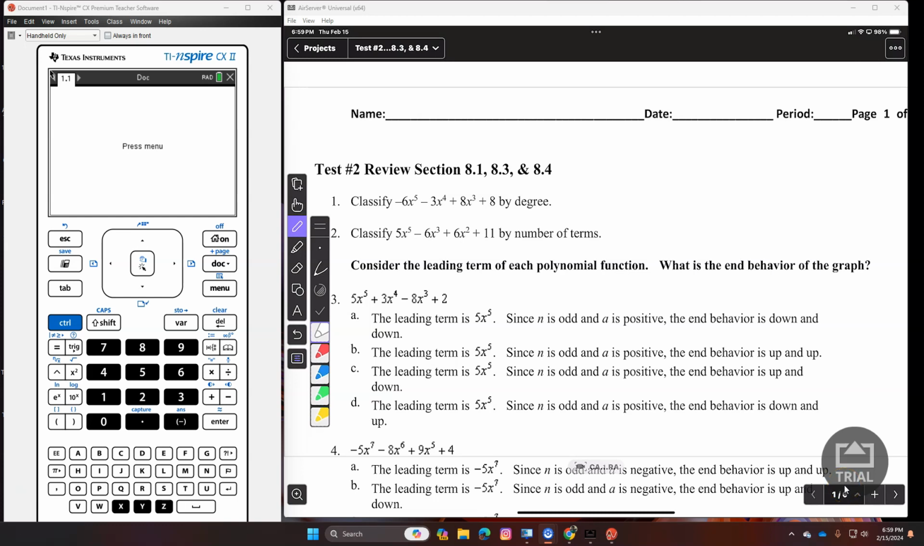Number one, we're classifying negative 6x to the fifth minus 3x to the fourth plus 8x cubed plus 8. 5 will be quintic. And since it has 4 terms, it's just going to be a polynomial. Number two, it says classify 5x to the fifth minus 6x cubed plus 6x squared plus 11 by the number of terms. It's going to be the same thing. It's going to be a quintic polynomial, since it's raised to the fifth power.